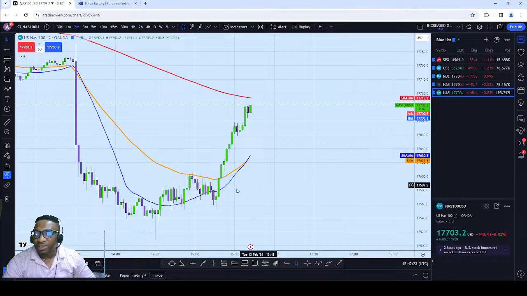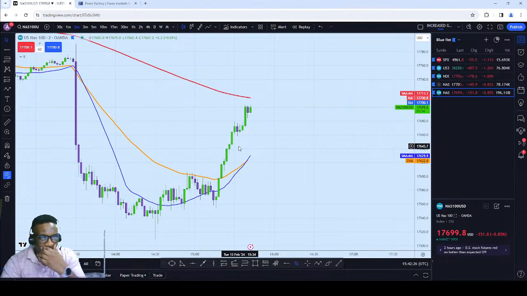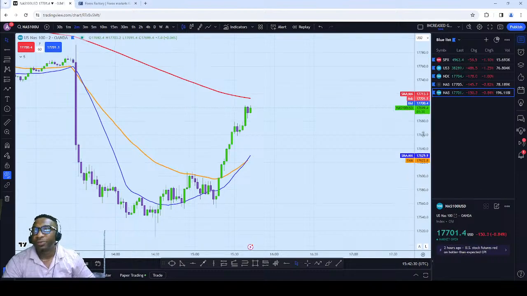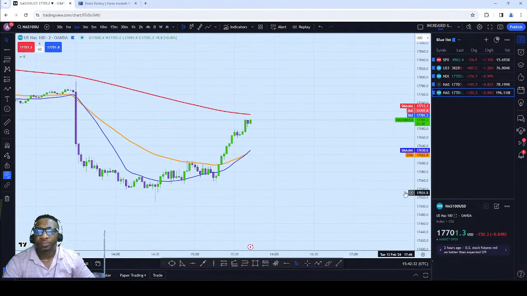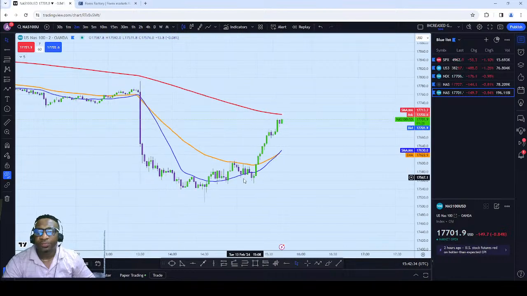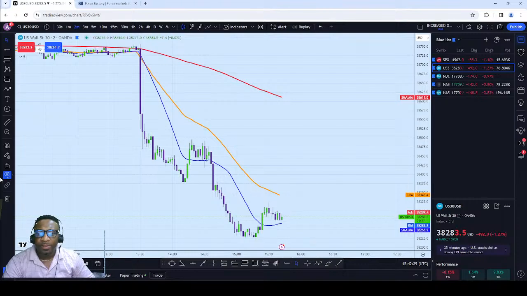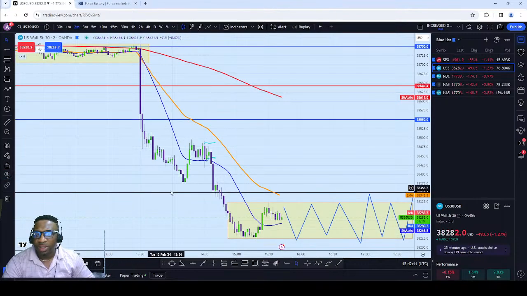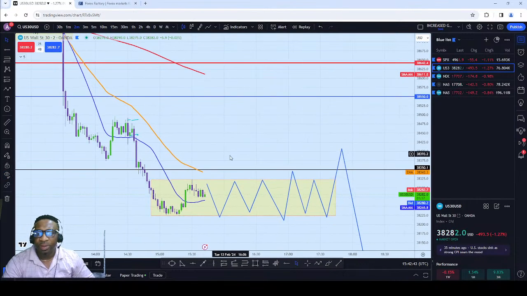So I believe as NAS is already on the move back to where it started from, US 30 will follow suit. So on US 30, we put it in this box here. So we just have to watch out for this.